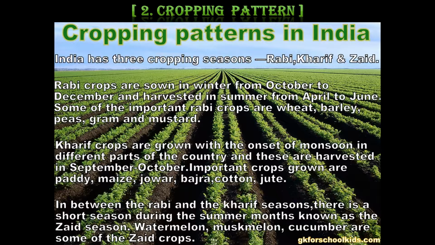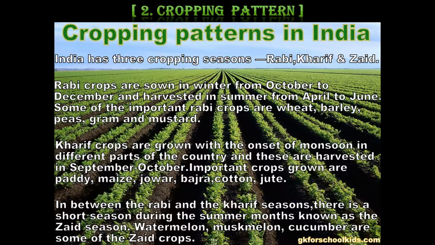Rabi crops are sown in winter from October to December and harvested in summer from April to June. Some of the important Rabi crops are wheat, barley, peas, gram, and mustard. Okay, so these crops are taken after monsoon. Okay, when there is a heavy rain, it is called Kharif. Now we'll talk about Kharif.